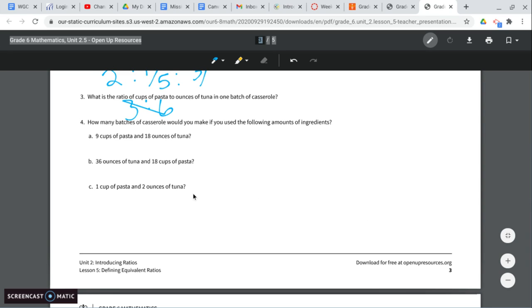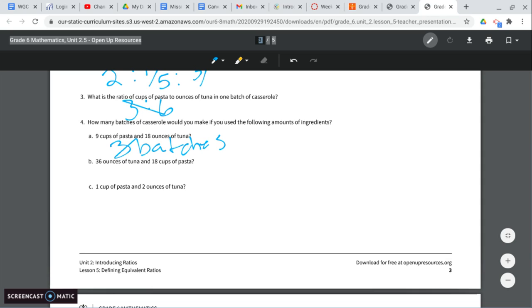All right, for number 4, how many batches of casserole would you make if you use the following amounts of ingredients? If you had 9 cups of pasta, remember this number is our pasta, and 18 ounces of tuna. How do we go from 3 to 9? We multiplied by 3, so that means we have 3 batches.